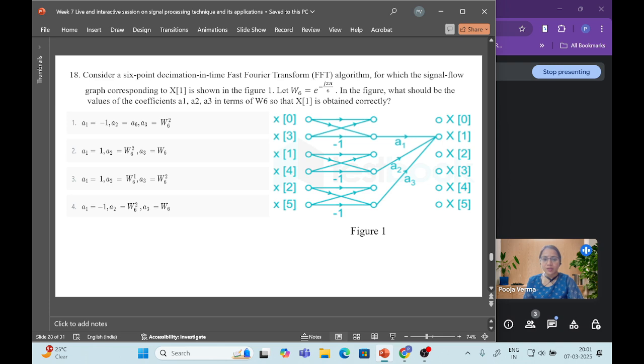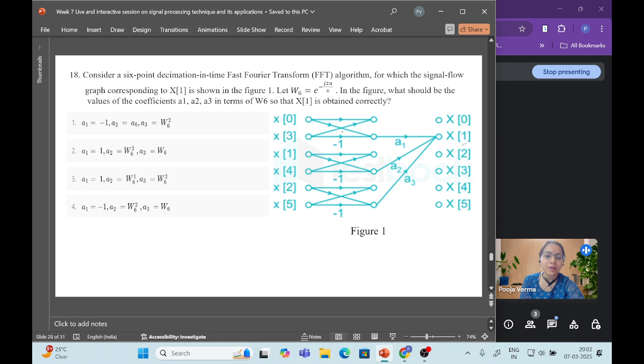Okay, now the next question is: consider a 6-point decimation-in-time DIT FFT algorithm for which the signal flow graph of X1, we need to find for X1 only, is shown in figure 1. In this figure, let W6 be e to the power minus j 2 pi by 6. In the figure, what should be the values of coefficients a1, a2, a3 in terms of W6? Here these values are not given, so we just need to calculate this one.